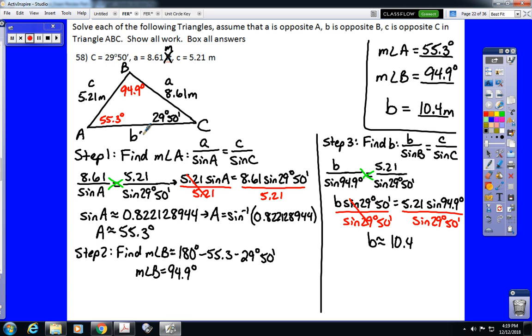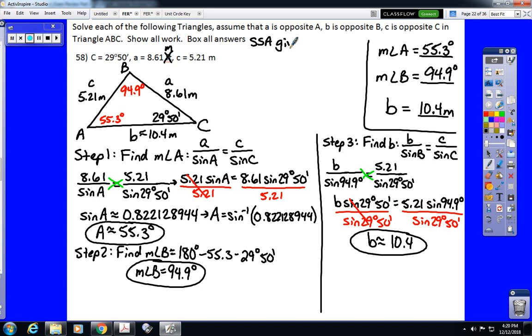Now, we're pretty much done, but here's the thing. The answers we found are the answers to a triangle with these measurements. The problem is that with the ambiguous case, which this is again, we were given side-side-angle, which means that this was an ambiguous case. So if we find a triangle, then we have to do what's called the second triangle check.